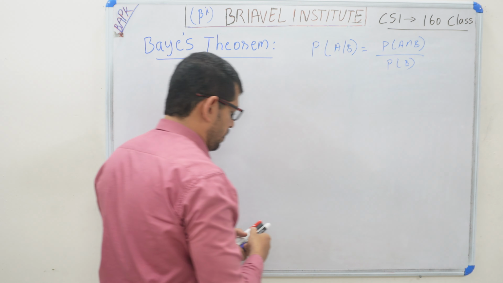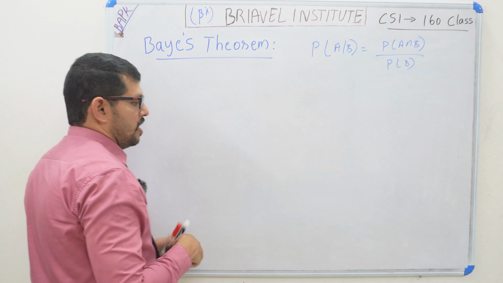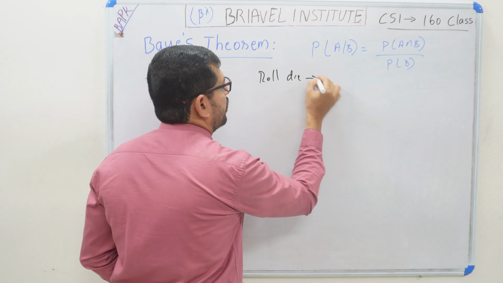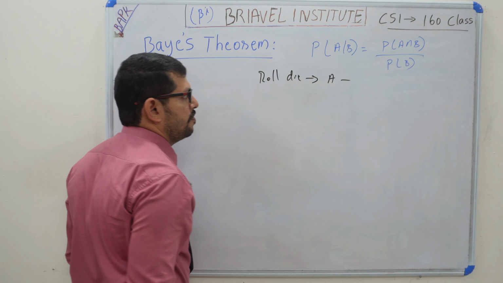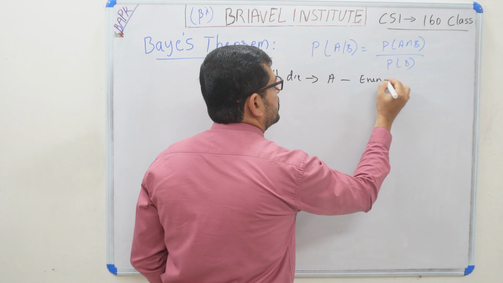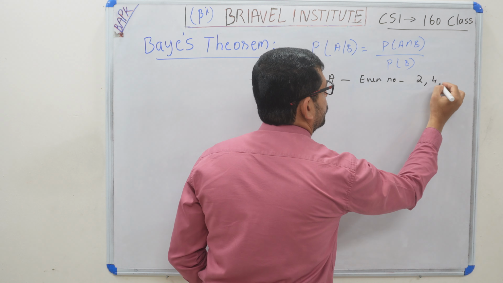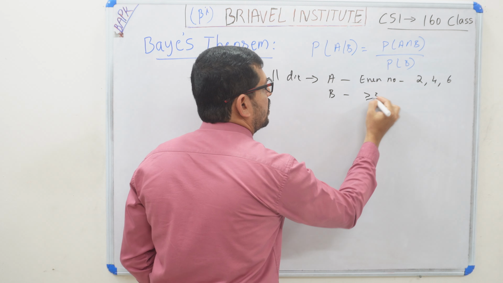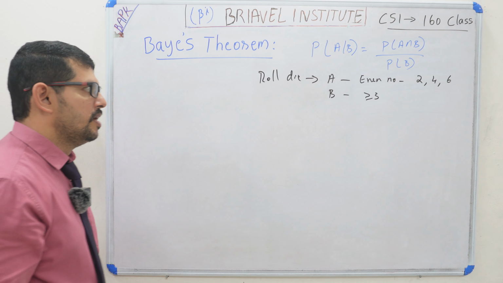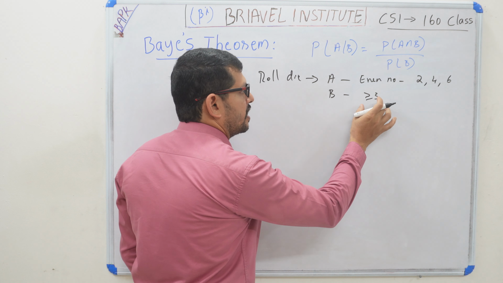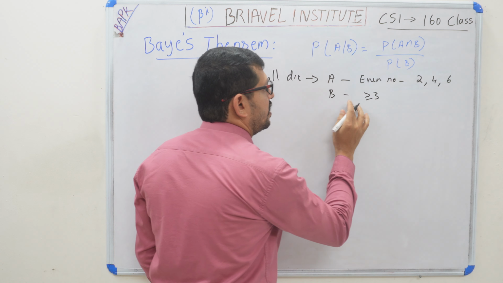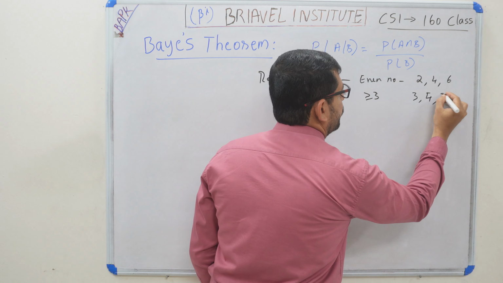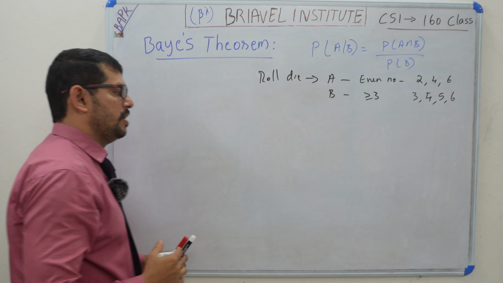So what is the conditional probability? We can take an example. I have a die, and I am rolling the die. My A event is an even number. What are the even numbers? 2, 4, 6. And B event is a number greater than or equal to 3. So the face number is greater than or equal to 3. That is my B event. What are the possibilities? 3, 4, 5, 6.